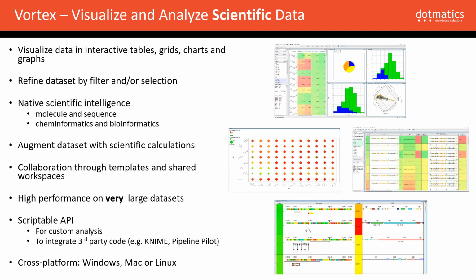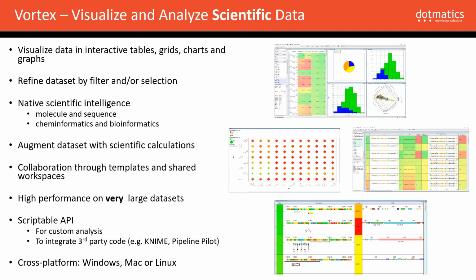One of the things that really distinguishes Vortex is that it's natively scientifically intelligent. It not only understands numeric data, but it also understands what a molecule is, as you see in the top 2 charts, and it also understands what a sequence is, as you see in the bottom 2 charts. It not only understands those scientific objects, but it has the analysis to go with it. There is cheminformatics analysis, such as the R group analysis you see in the middle left, and you'll see in one of the demos today, and the sequence alignment analysis that you see in the middle right, which you'll also see in one of the demos.